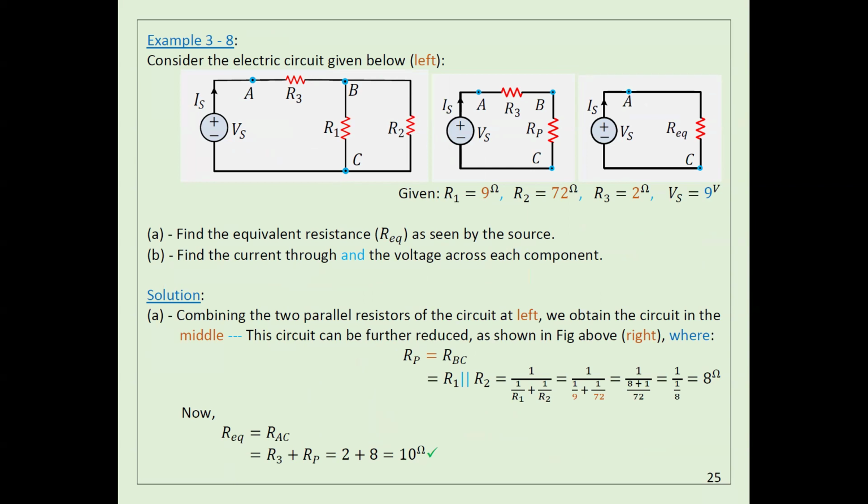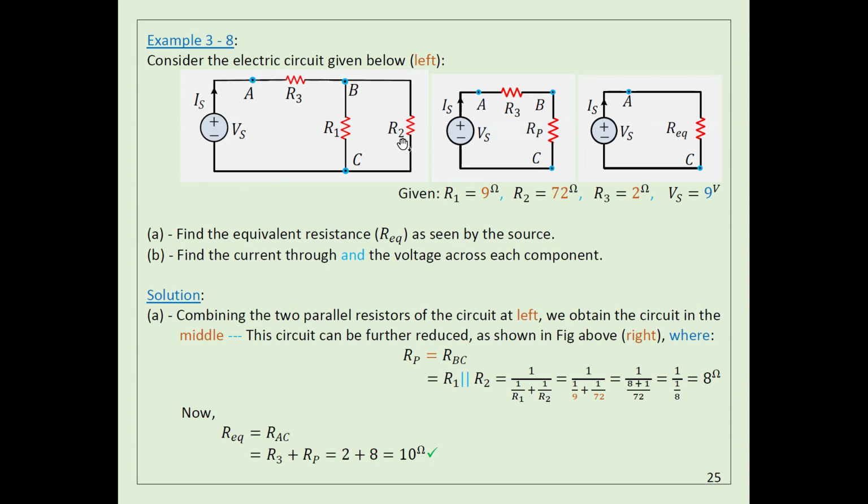Let's see another example here. Here I want to calculate the equivalent resistance when you look from here. Try to see here. The current IS is going to come here to R3, and then this current is going to split between R1 and R2, and then IS is going to come back here again. So it's very obvious here.